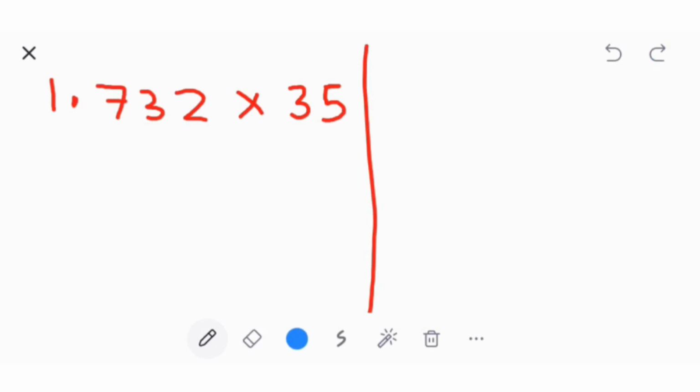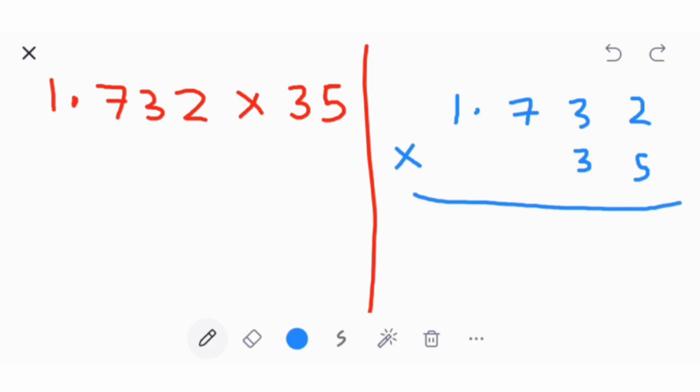Here you have 1.732 times 35. Like I said before, the number with more digits should be written at the top. I repeat, the number with more digits should be at the top. 1.732 has 4 digits, so I will put it at the top. 1.732. Then you write 35 at the bottom. 3 under 3, 5 under 2. You write the multiplication symbol and then you draw the line.